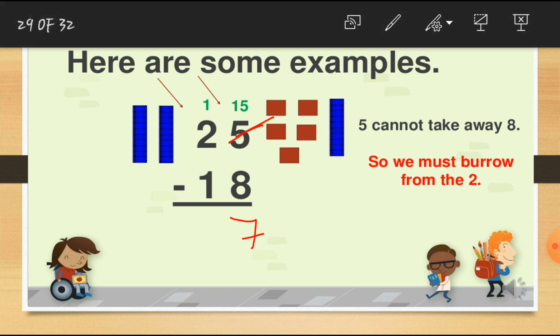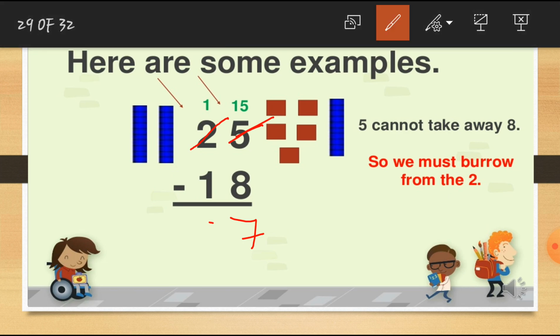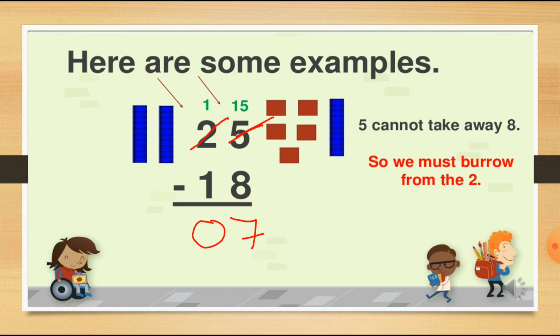So we will cut one number from it. So here we will cut one number from this 2. So 2 minus 1 is equal to 1. So here is the 1, and we will cut this one number from it. So 1 minus 1 is equal to 0. So I write a 0 here. So this way we have to subtract the sum.